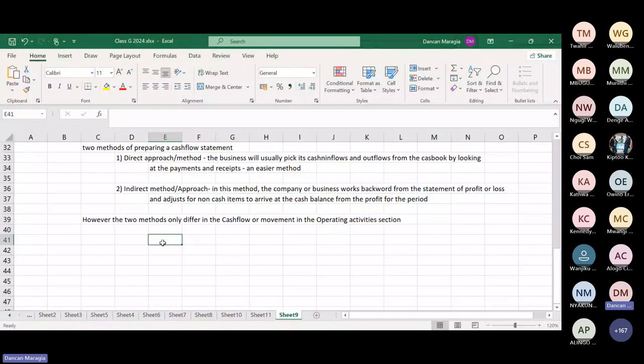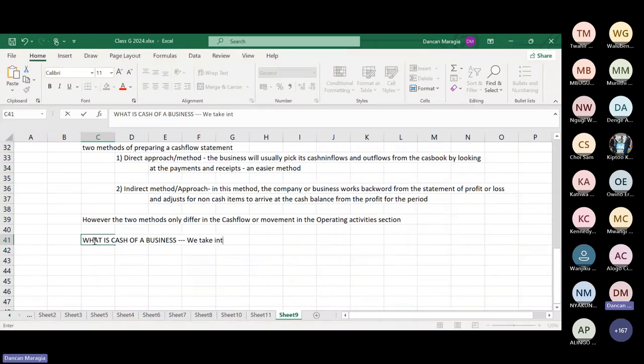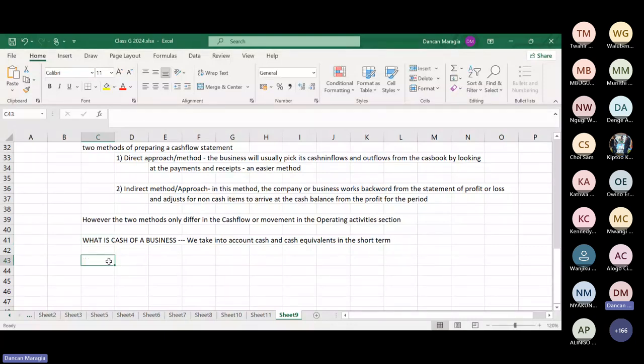Okay, now, when we talk about cash of a business, there are several things that constitute cash. So the question is, what is cash of a business? Usually cash of a business, we look at cash and cash equivalents. Whenever we talk about cash of a business, cash and cash equivalents in the short term, things that a business can actually say they have cash in the short term. So the first aspect is cash at hand.